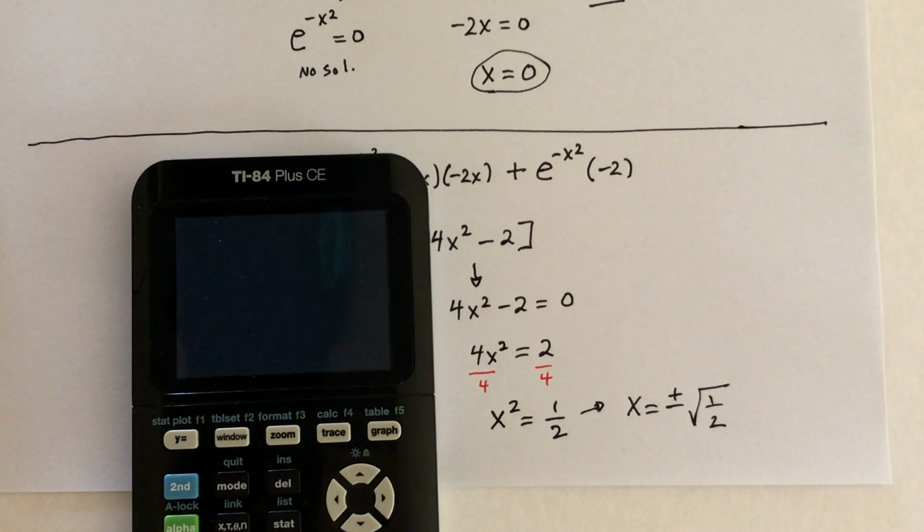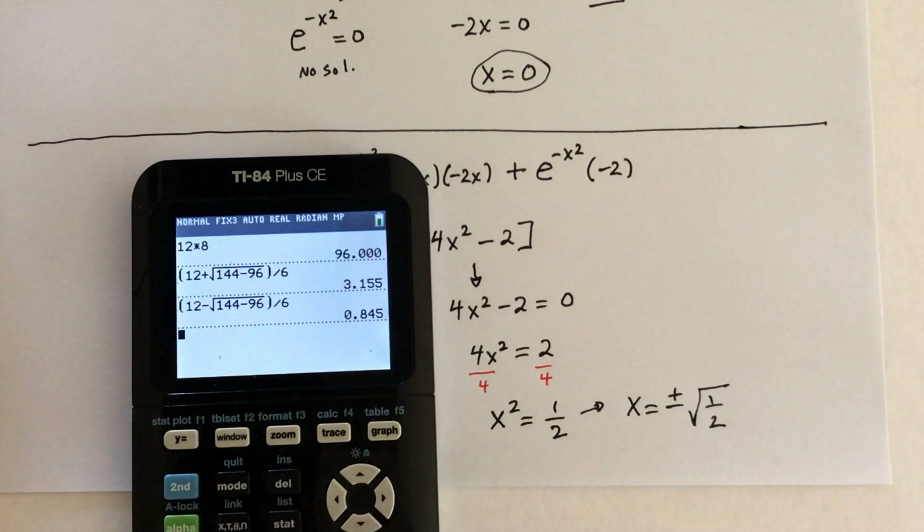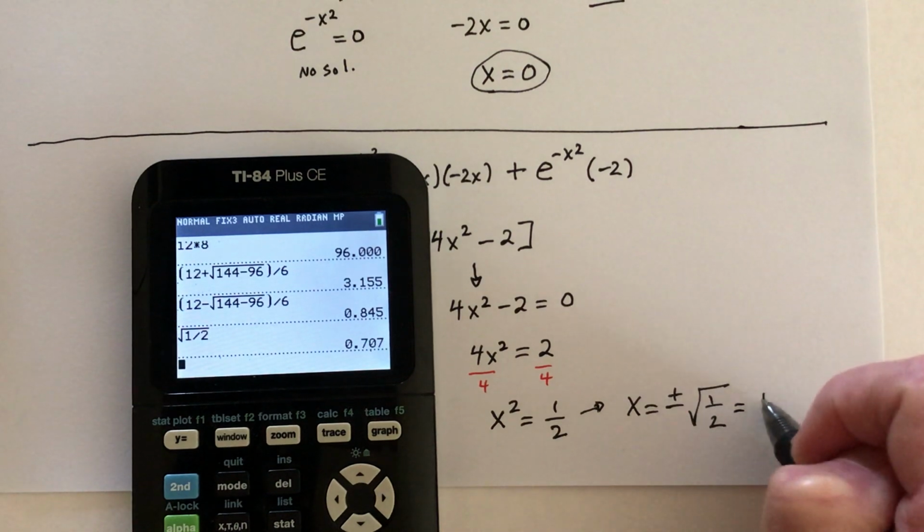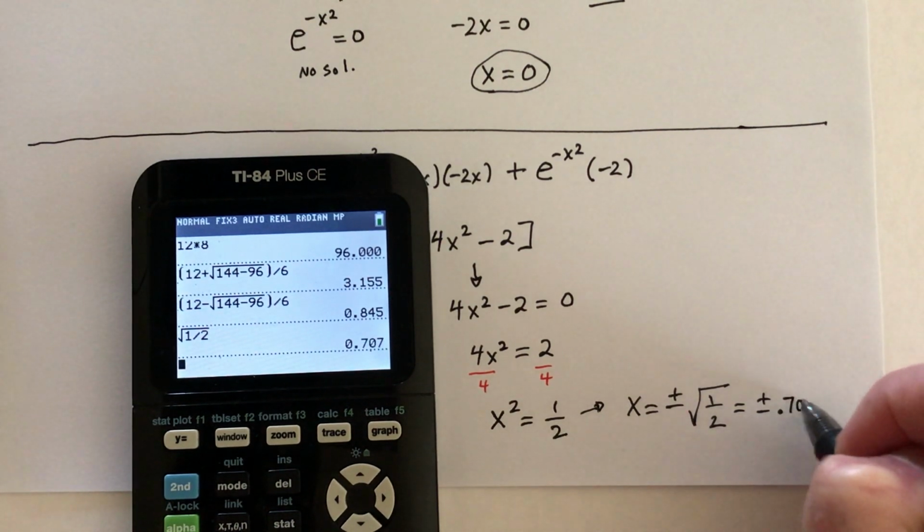And as a decimal, what is that? So the square root of 1/2. So that's plus or minus 0.707.